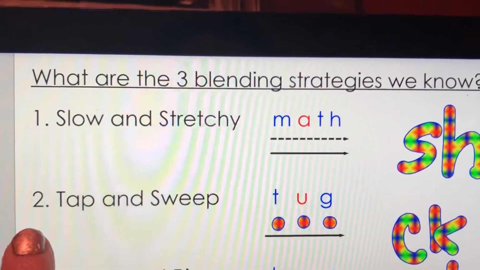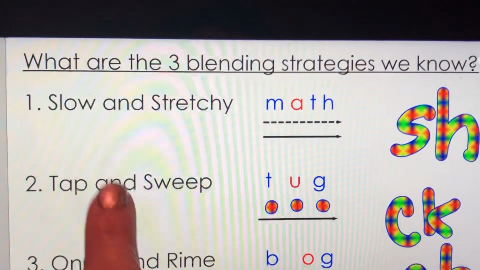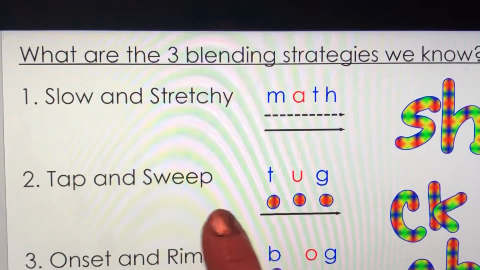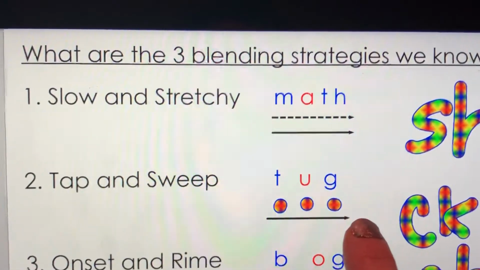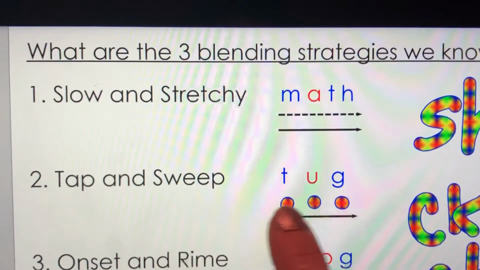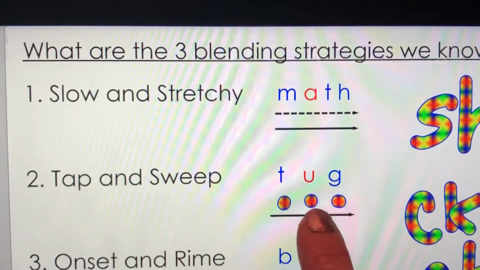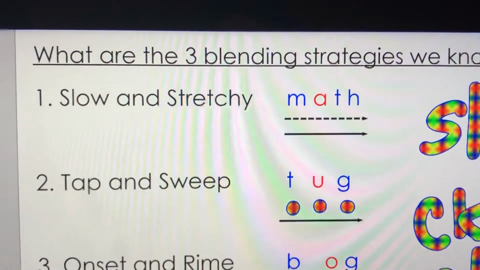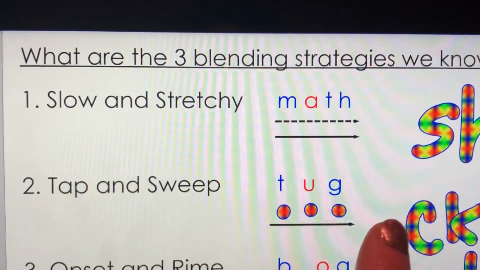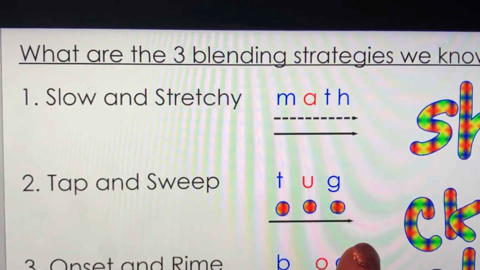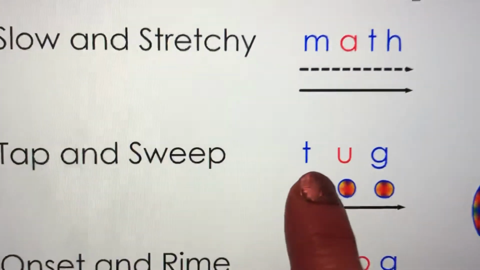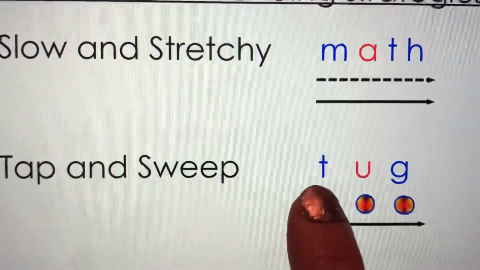Okay, the second blending strategy we learned so far is tap and sweep, where you just tap out each of the letter sounds and you sweep or you slide your finger quickly underneath to blend the letter sounds and read the whole word. This strategy does not make blending quite as easy as the slow and stretchy, but it is good in a way because it works with any type of word, no matter if it begins with a stretchy, like the M in math, or if it begins with a stopper letter sound like this one.